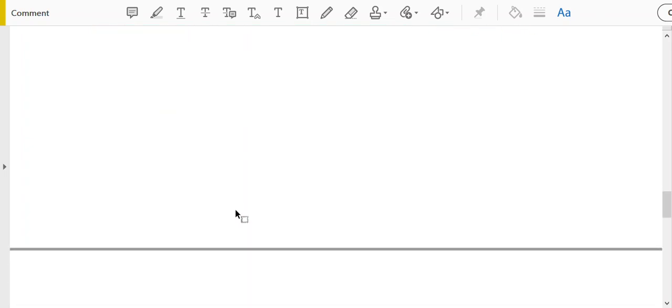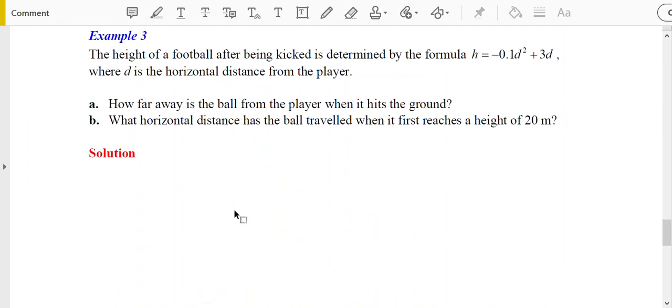And our final problem is problem number 3, which says the height of a footballer after being kicked is determined by the formula h equals negative 0.1 d squared plus 3d, where d is the horizontal distance from the player. How far away is the ball from the player when it hits the ground? And then part B, what horizontal distance has the ball traveled when it first reaches a height of 20 meters?